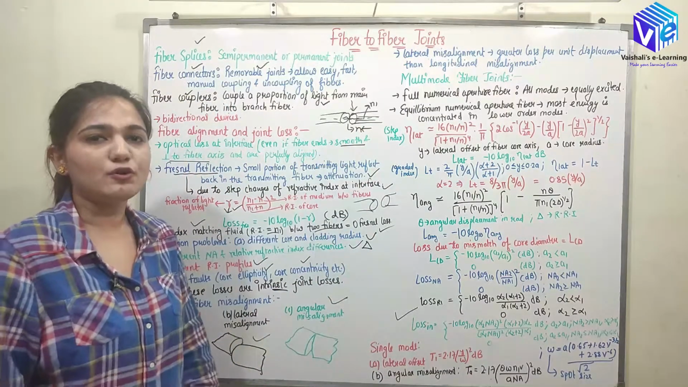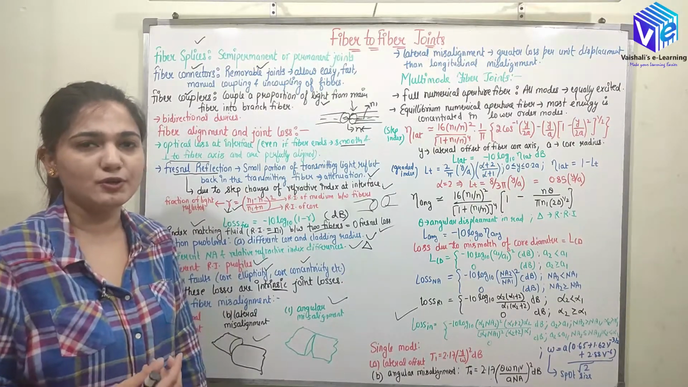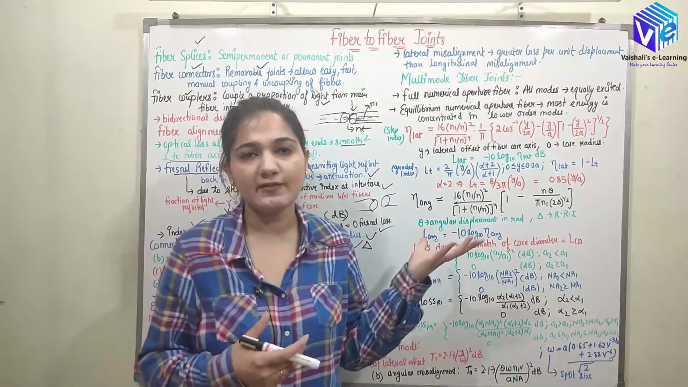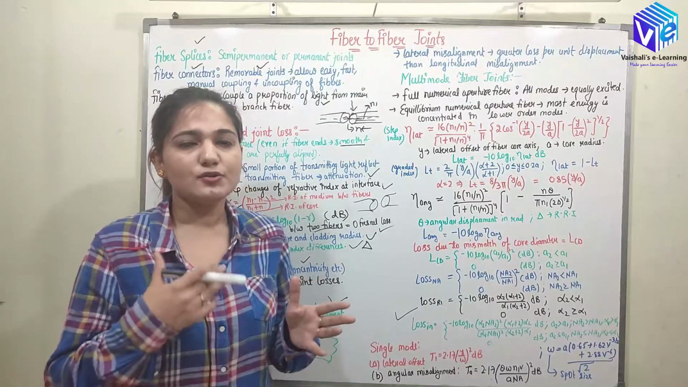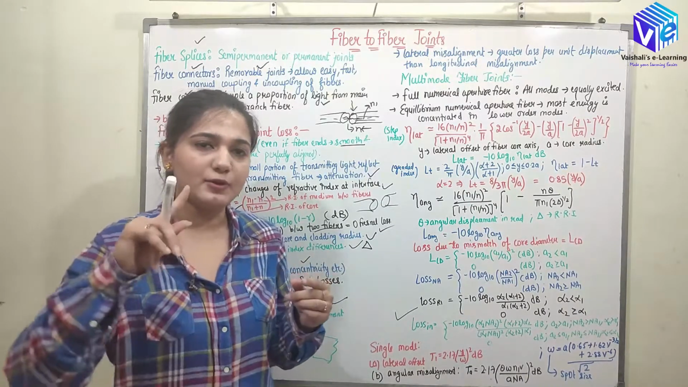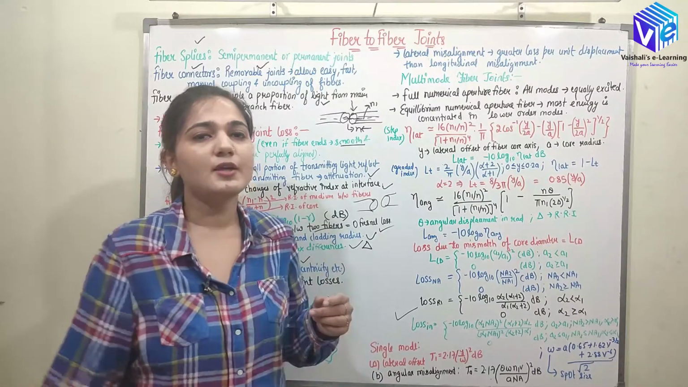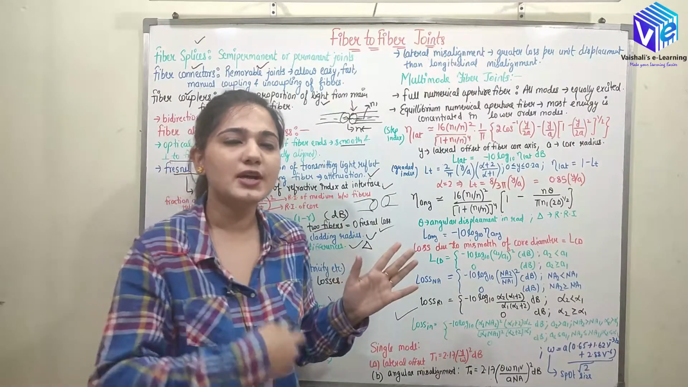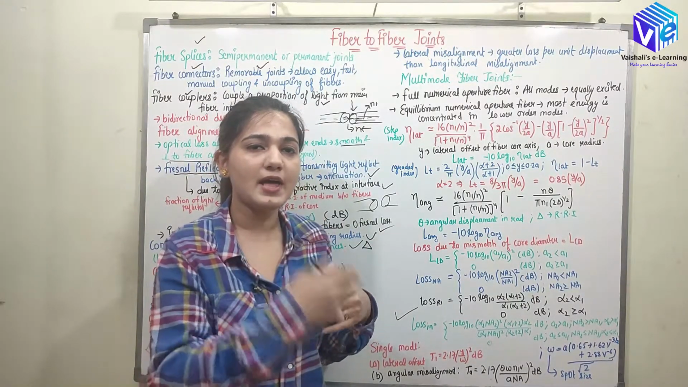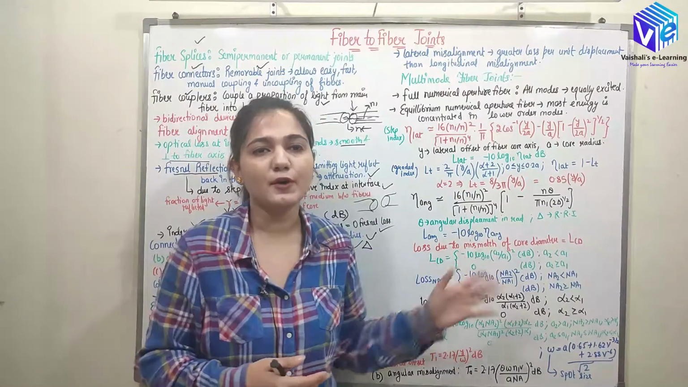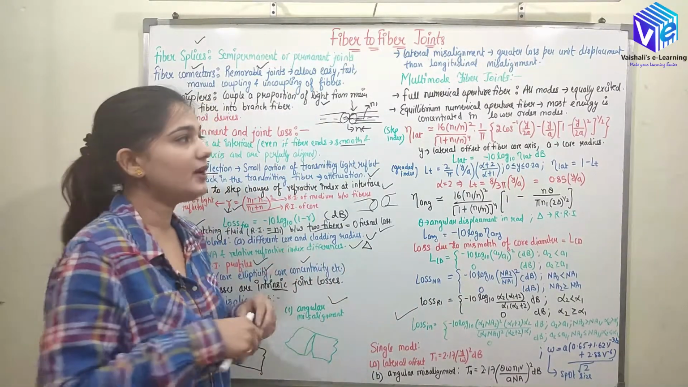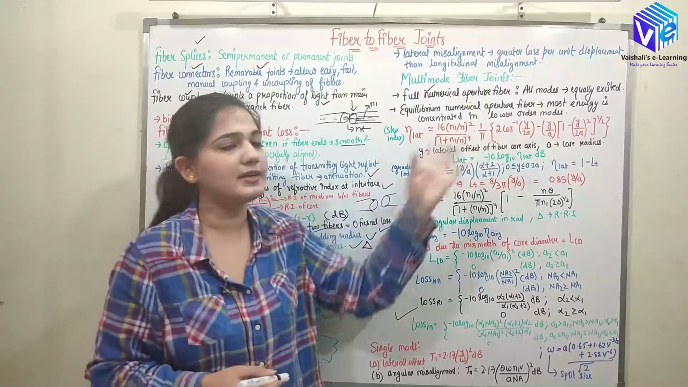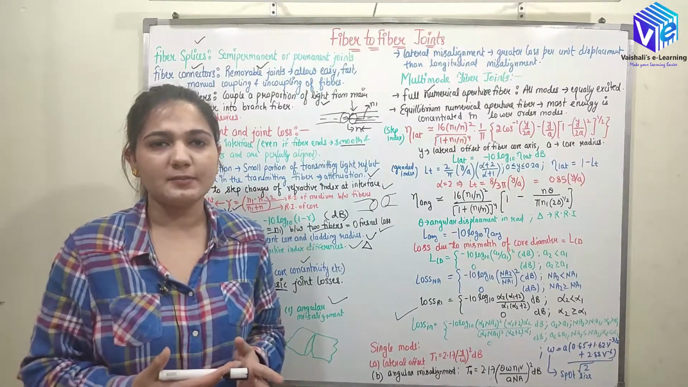Now coming to the multimode fiber joints. What are the multimode fiber joints? As I know, in the multimode fiber I have different modes traveling inside the fiber. If I consider a single mode fiber, only one mode propagates through the fiber. In multimode fibers, multiple modes travel inside the fiber, carrying the light energy from one point to another. We will have two types of fiber: first is the full numerical aperture fiber, and second is the equilibrium numerical aperture fiber. So what is the full numerical aperture fiber?